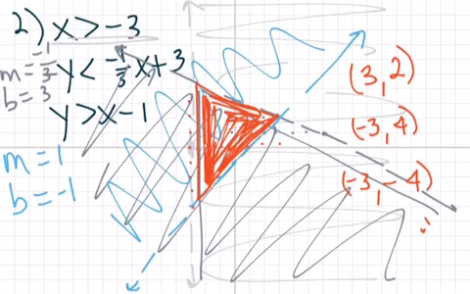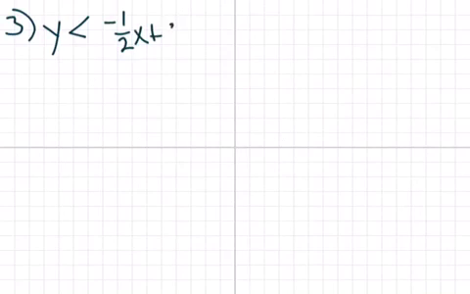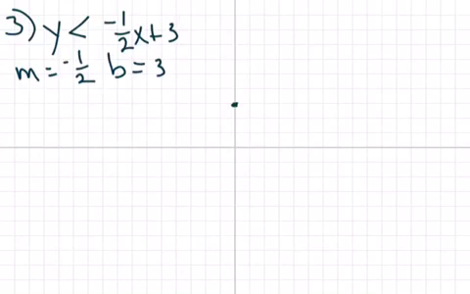On the next one, on number 3, I'm going to show you how to graph it or not shade each time. On number 3, the first equation is y is less than negative 1/2 x plus 3. So the slope is negative 1/2, and the y-intercept is 3. So you'll go up to 3. Negative 1/2 means down 1, right 2. Down 1, right 2. It does not have an equal to, so we dash the line.